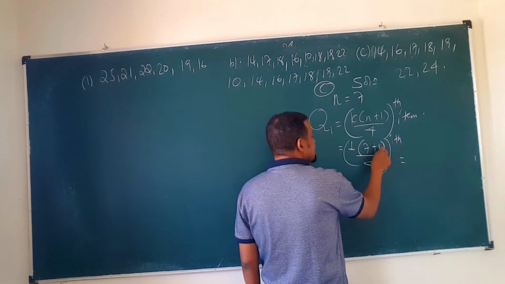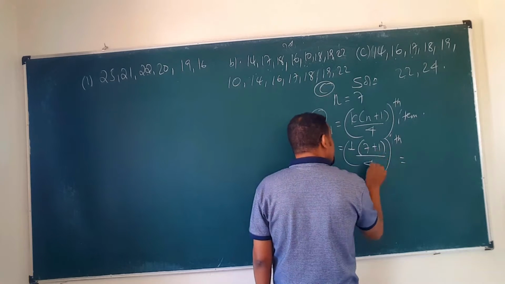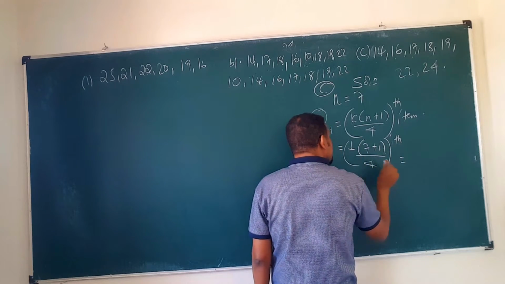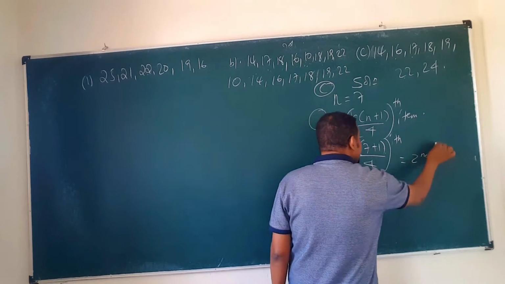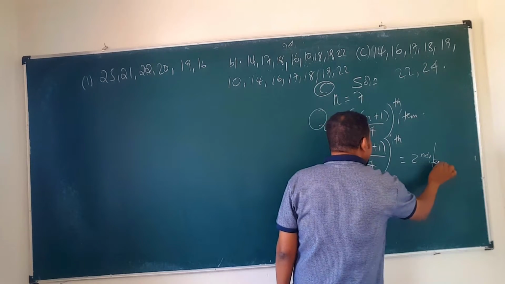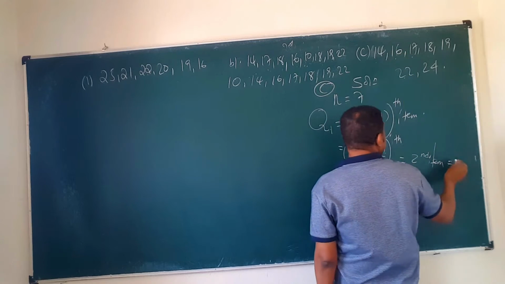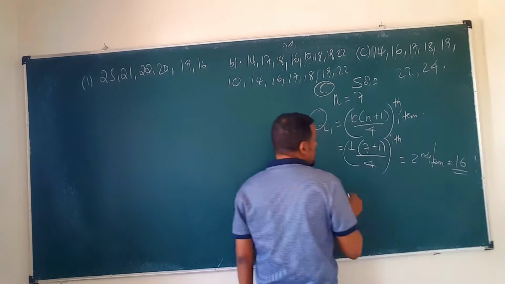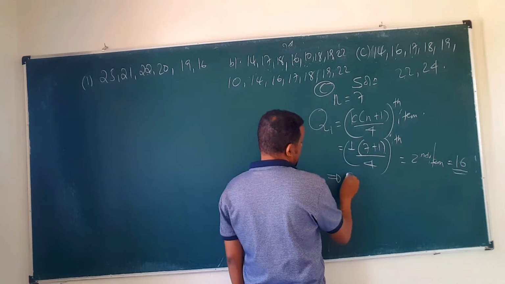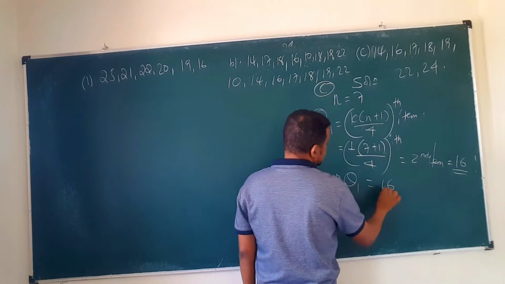7 plus 1 is 8. 8 over 4 is what? So the second item. What is the second item? This is the first. The second item is 16. So our Q1 is 16.